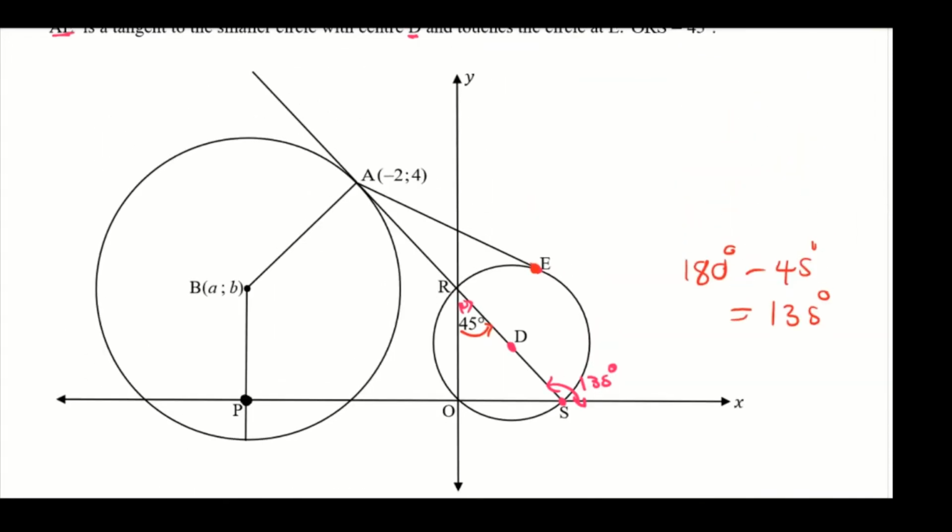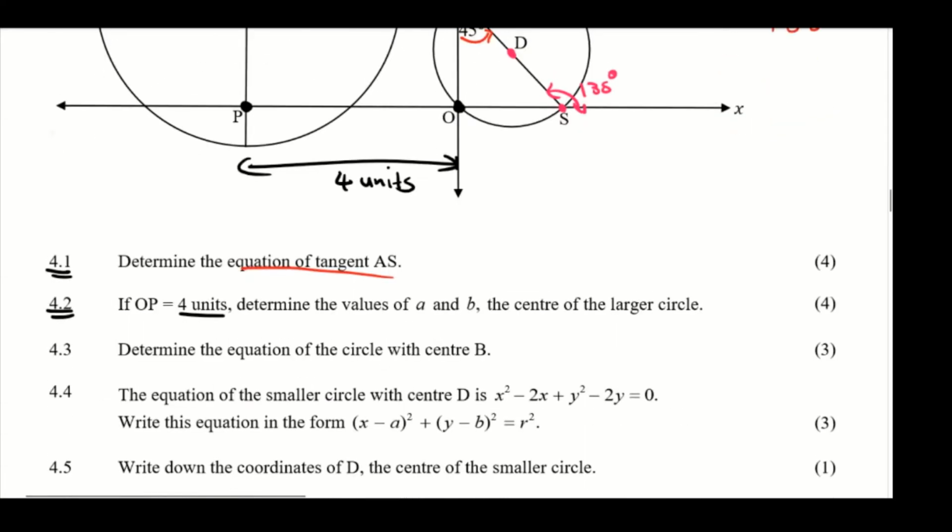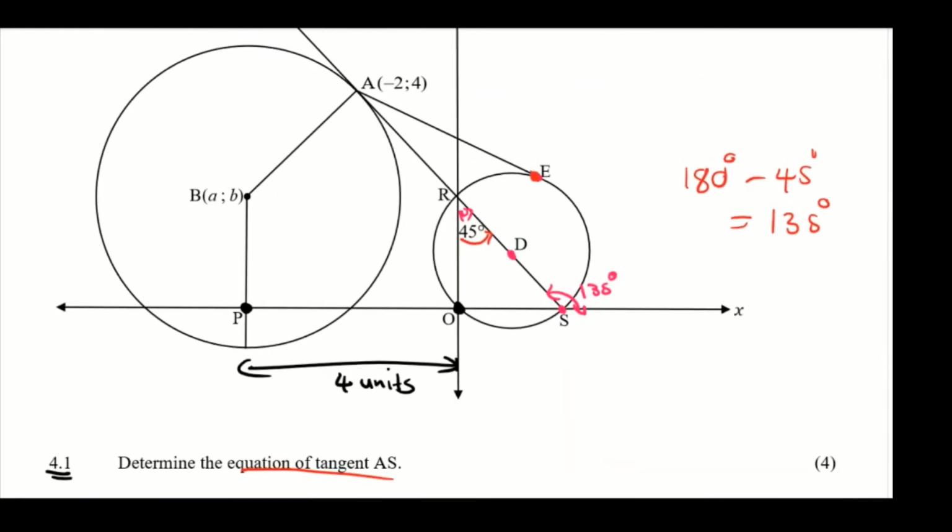This point here, from here to the origin, the distance from here to here, is equal to 4 units, right? Okay, cool. Determine the values of A, B, the center of the larger circle. So we are asked to find the coordinates of this larger circle, if we are told that the distance OP is 4 units, right?